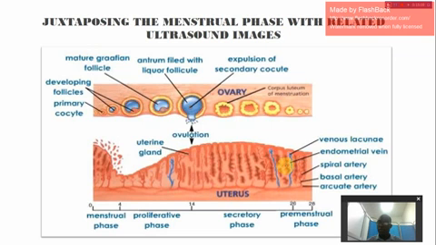So you can see the venous lacunae, the space in which the blood stores, the endometrial vein, the spiral artery, as I indicated previously, the basal artery, the arcuate artery. The arcuate artery is the mother artery, out of which the basal, spiral, and straight arteries come. That fills the endometrium with blood. So the blood is always rich in the secretory phase.